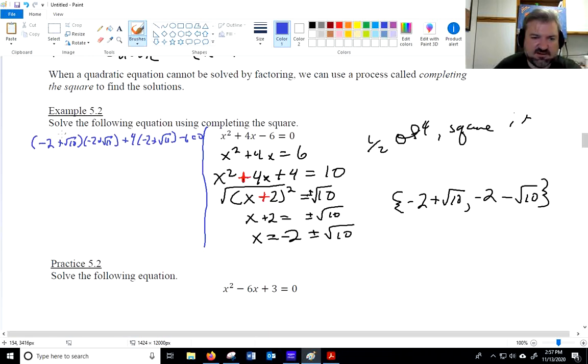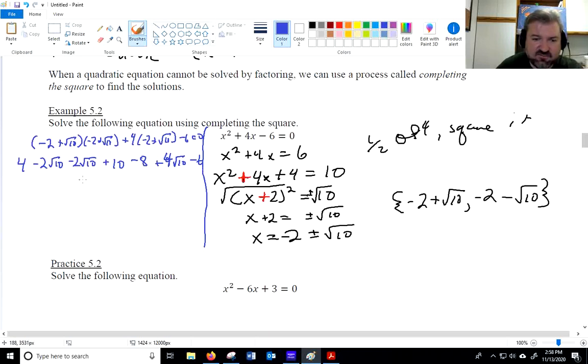Well, let's FOIL this. Negative 2 times negative 2 is 4. Then that's a negative 2 root 10, and then that's a negative 2 root 10 as well. Remember, don't multiply numbers in the radical with numbers out of it, so it just goes right in front. Then the square root of 10 times the square root of 10 is 10, because the square roots cancel. Now over here, I'll distribute, and I get negative 8 plus 4 root 10, then minus 6. Okay, so 4 plus 10 is 14, minus 8 is 6, minus 6 is 0.